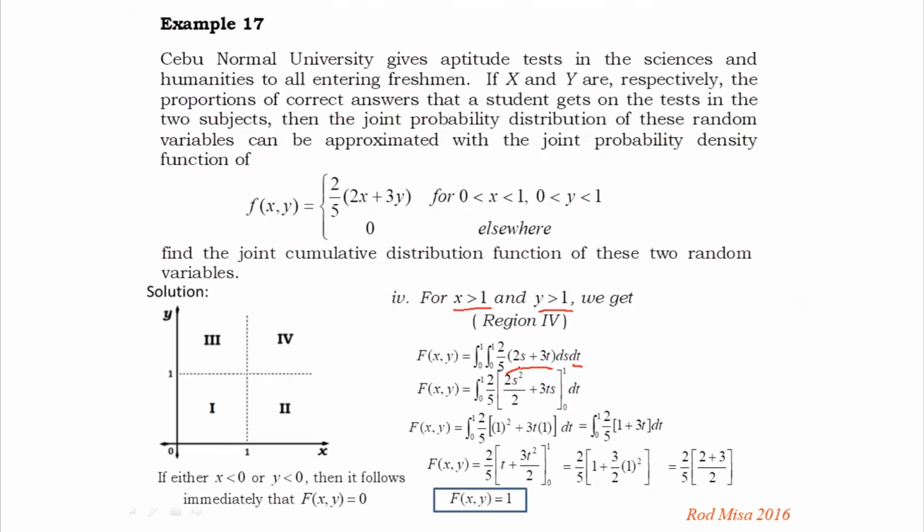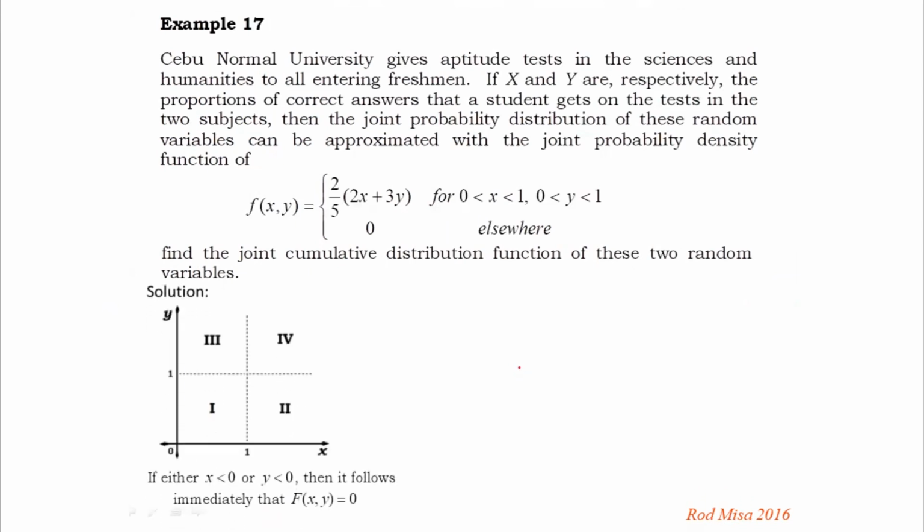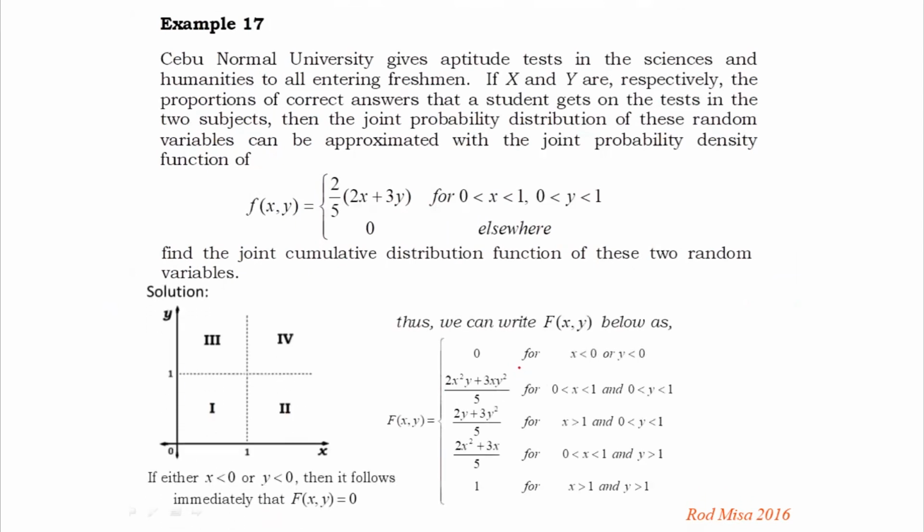Hence, this is the joint cumulative distribution function of region 4 here, that the cumulative distribution value is equal to 1 since the two variables are greater than 1. So we can write now our full joint cumulative distribution function of these two random variables, which can be broken into 5 domains here. That when your x is less than 0 and your y is less than 0, the probability is 0 because that is 0 elsewhere.